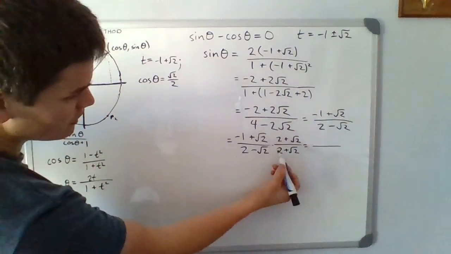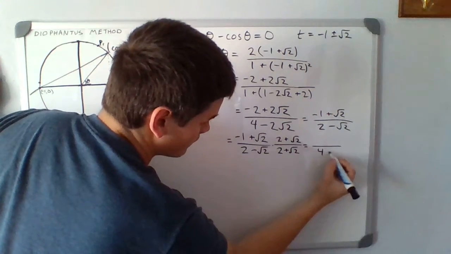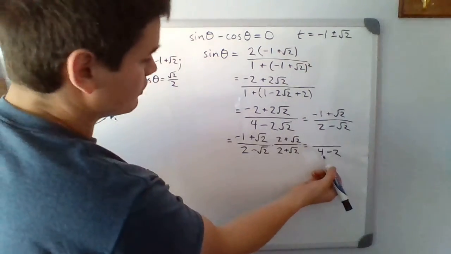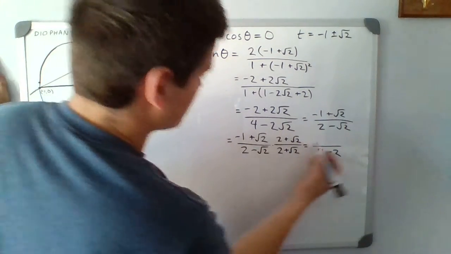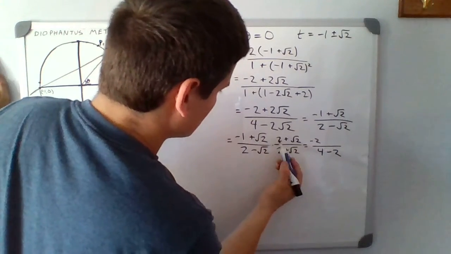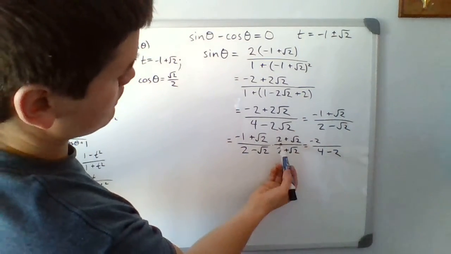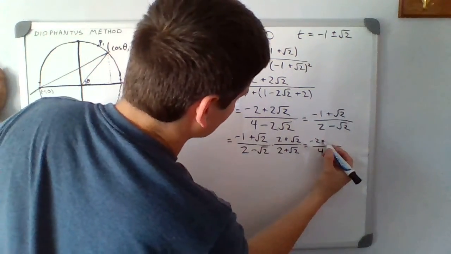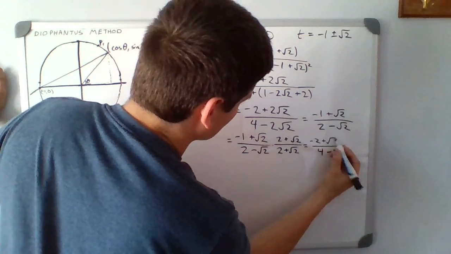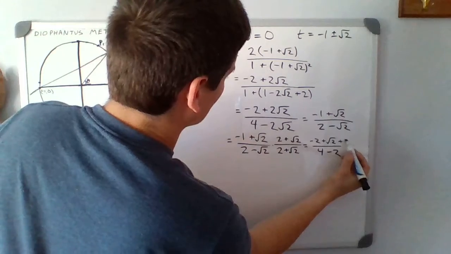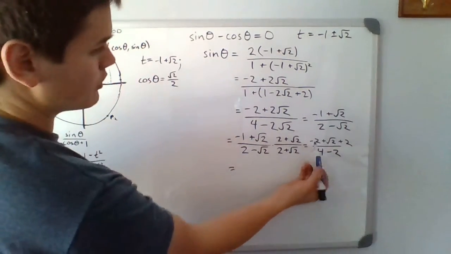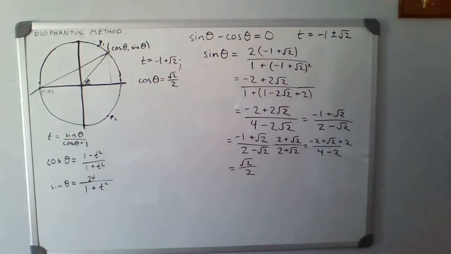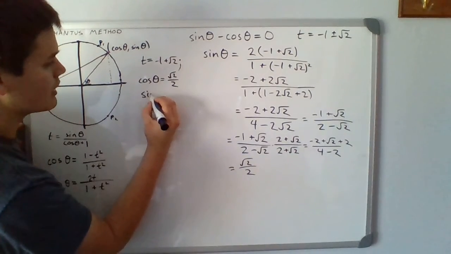So the denominator we can see is going to be 4 minus 2 again. So 4 minus 2, and then negative 2, and then we have 2 times the square root of 2 minus 1 times the square root of 2, so I think that's a plus square root of 2 plus 2. Okay, so negative 2 plus 2 gives us the square root of 2 divided by 2. Good, that's exactly what we were looking for. Square root of 2 divided by 2. So that's the sine theta.